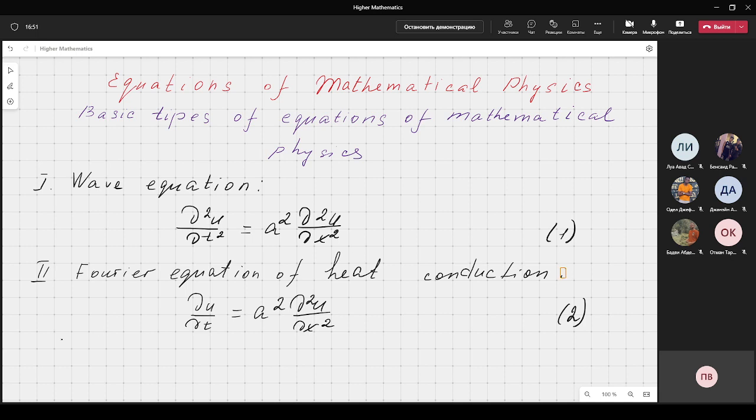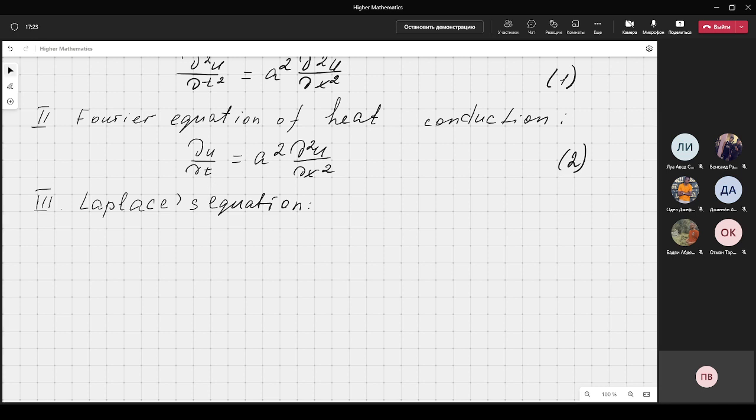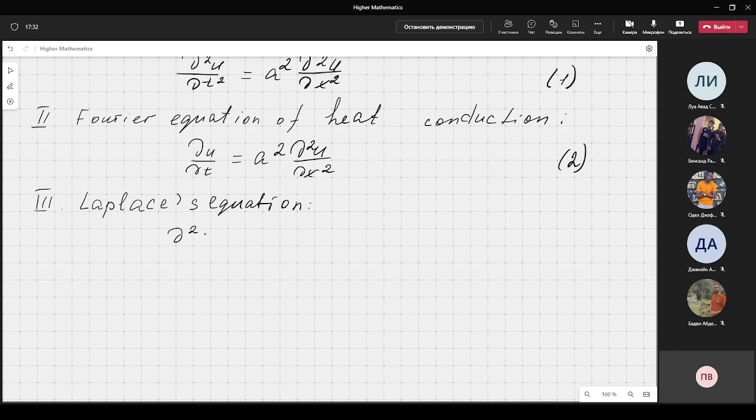And the third, Laplace's equation. The second derivative of u with respect to x plus the second derivative of u with respect to y equals 0. Formula 3.